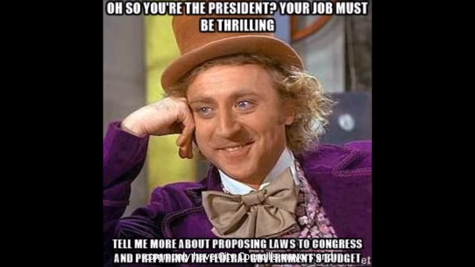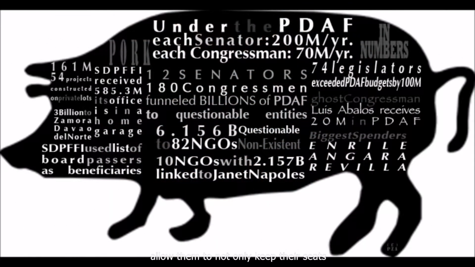Yet, the reality of the situation is that the three branches of the federal government, the Congress, the President, and the Supreme Court, begrudgingly cooperate with each other. For example, the President can propose laws to the Congress, and the Congress will pass those laws because it will allow them to not only keep their seats, but also bring pork, that is, stolen loot, back to their own congressional districts.